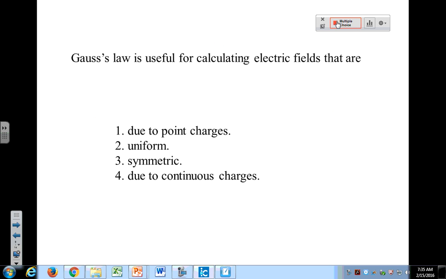Gauss's law is useful for calculating electric fields that are which of these? Due to point charges, uniform, symmetric, or due to continuous charges? You might not know this right off. Let's see if we covered this.